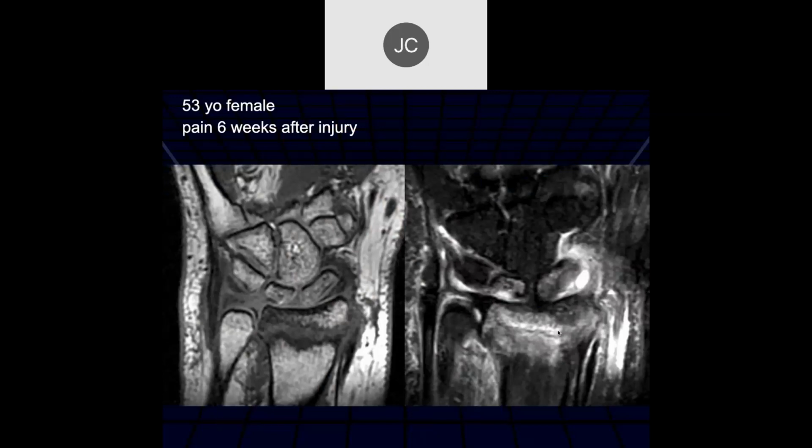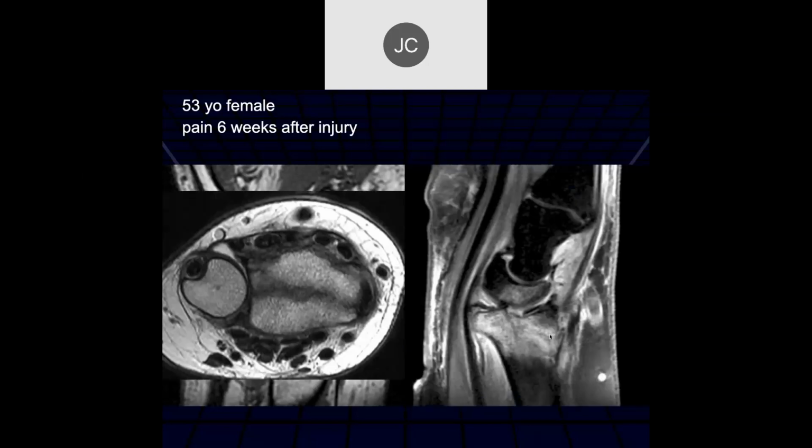All right. Look, 53-year-old female, pain 6 weeks after injury. Looks like we have a transverse fracture of the distal radius. And then, is there a little edema within the lunate as well? But the main thing here is that this involves a joint space. So it's extending to the joint space with displacement and incongruity of the subchondral bone. So this is a high-risk lesion and is a surgical lesion.